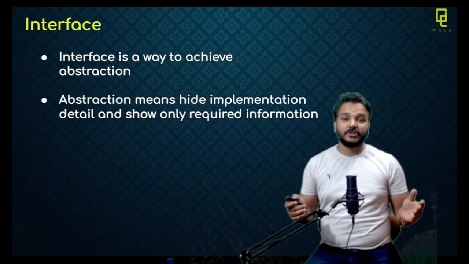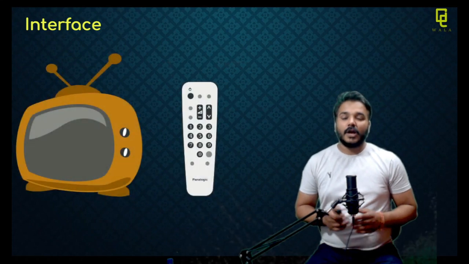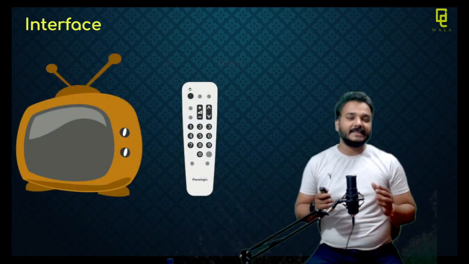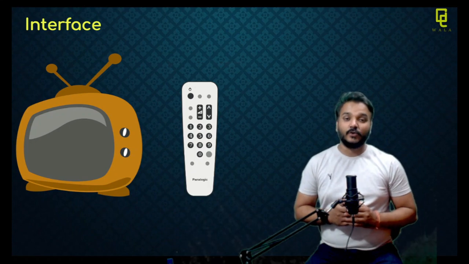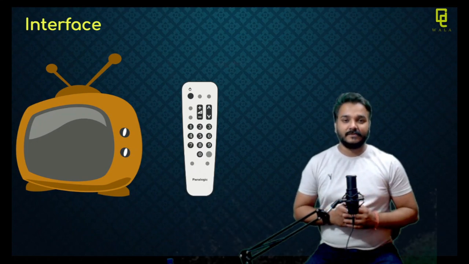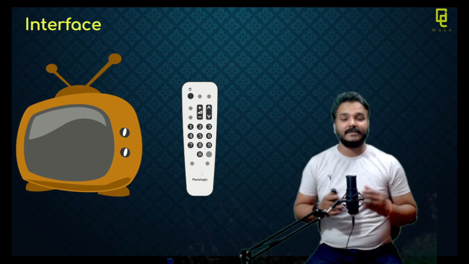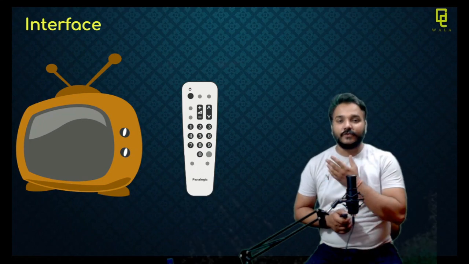To understand Liskov's substitution principle, we have to understand the very fundamental concept of object-oriented programming, that is interface. Interface is a way to achieve abstraction, and abstraction means hide implementation detail and show only required information. To understand what is an interface, let's take a very easy example of remote and TV. To change a channel, we know which button to work, and to increase the volume or decrease the volume, we know which buttons are going to work, but we only know to pressing the button. How remote is doing these things behind the scene is not disclosed. We are not aware about that. That is abstraction.